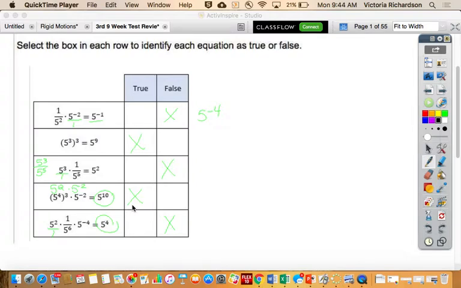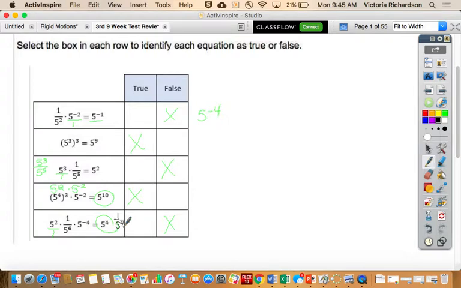And then on the last one, 5 squared times 1 over 5 to the 6th. When you subtract, you get 5 to the negative 4, which is true. But when you change a negative exponent to positive, you have to change it to a fraction. So this should be 1 over 5 to the 4th power. All right, so that one is false.